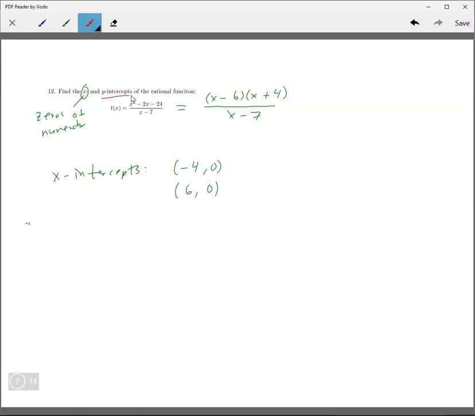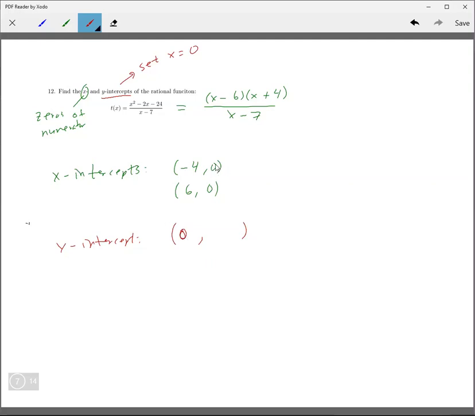Okay, y-intercept, there's just going to be one of them. If it's a function, there's just going to be one y-intercept. And that is going to be, you set x equal to 0. So the y-intercept is going to have this one 0. Okay, that'll be 0 for the y-intercept.